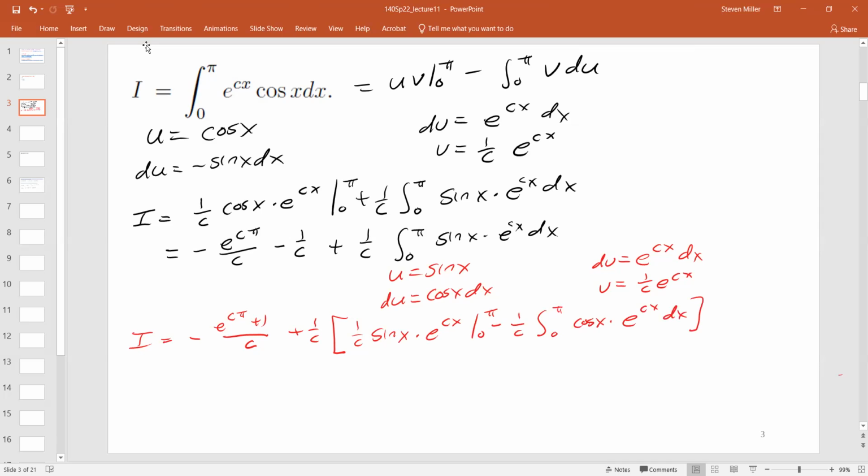Okay. Well, what's the sine of pi? 0. What's the sine of 0? Also 0. So the boundary term vanishes. So we get I is equal to negative e to the c pi plus 1 over c minus 1 over c squared. What's the integral from 0 to pi of cosine x e to the cx dx?